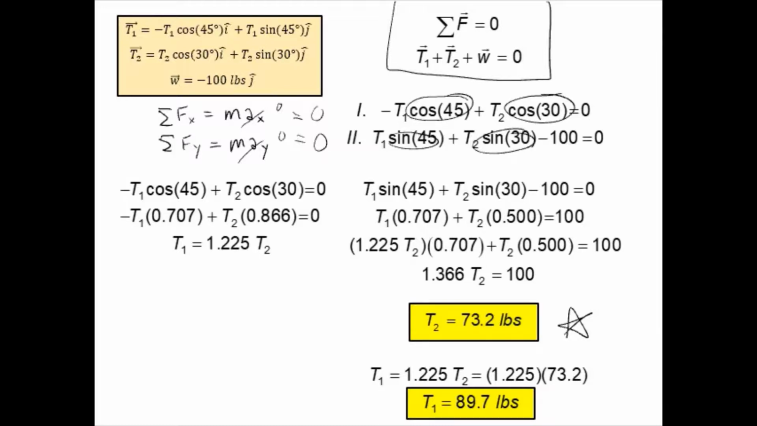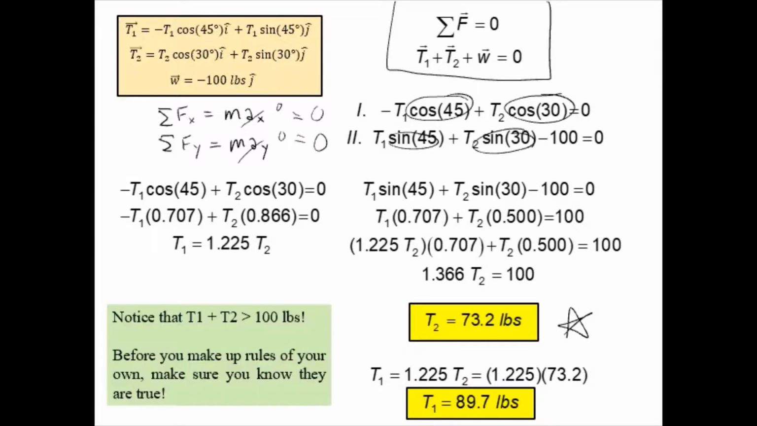It's 89.7 pounds. So we had a 100-pound, let's say, football stadium speaker hanging there, and we had two basic support ropes tied to the ceiling. Notice that if you take 100 divided by 2, it's only 50. But both of these ropes have far more tension in them than just 50 pounds. It's not like one of them is going to be less than 50 and the other one bigger. No, they're both bigger than 50 pounds in this case. In other words, T1 plus T2 adds up to greater than 100 pounds. And that's because those tensions were at an angle.